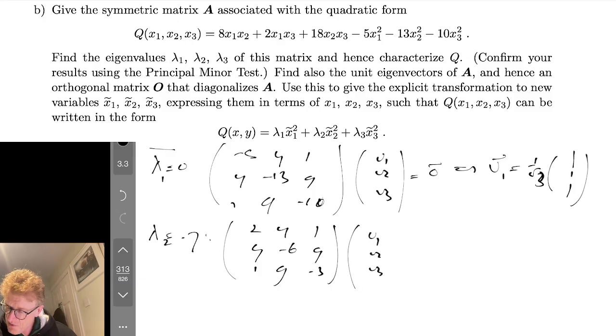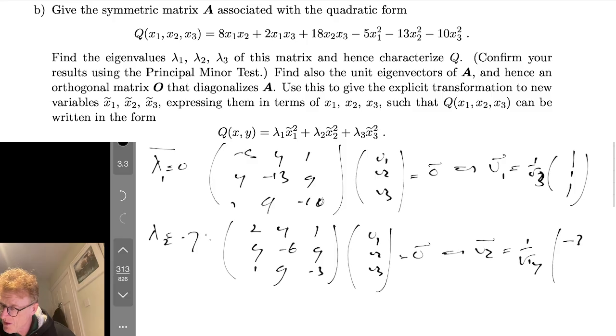U1, U2, U3 is 0 factor. That gives us U2. Turns out it's 1/14. So you have to do this yourself. I'm not going to do that.